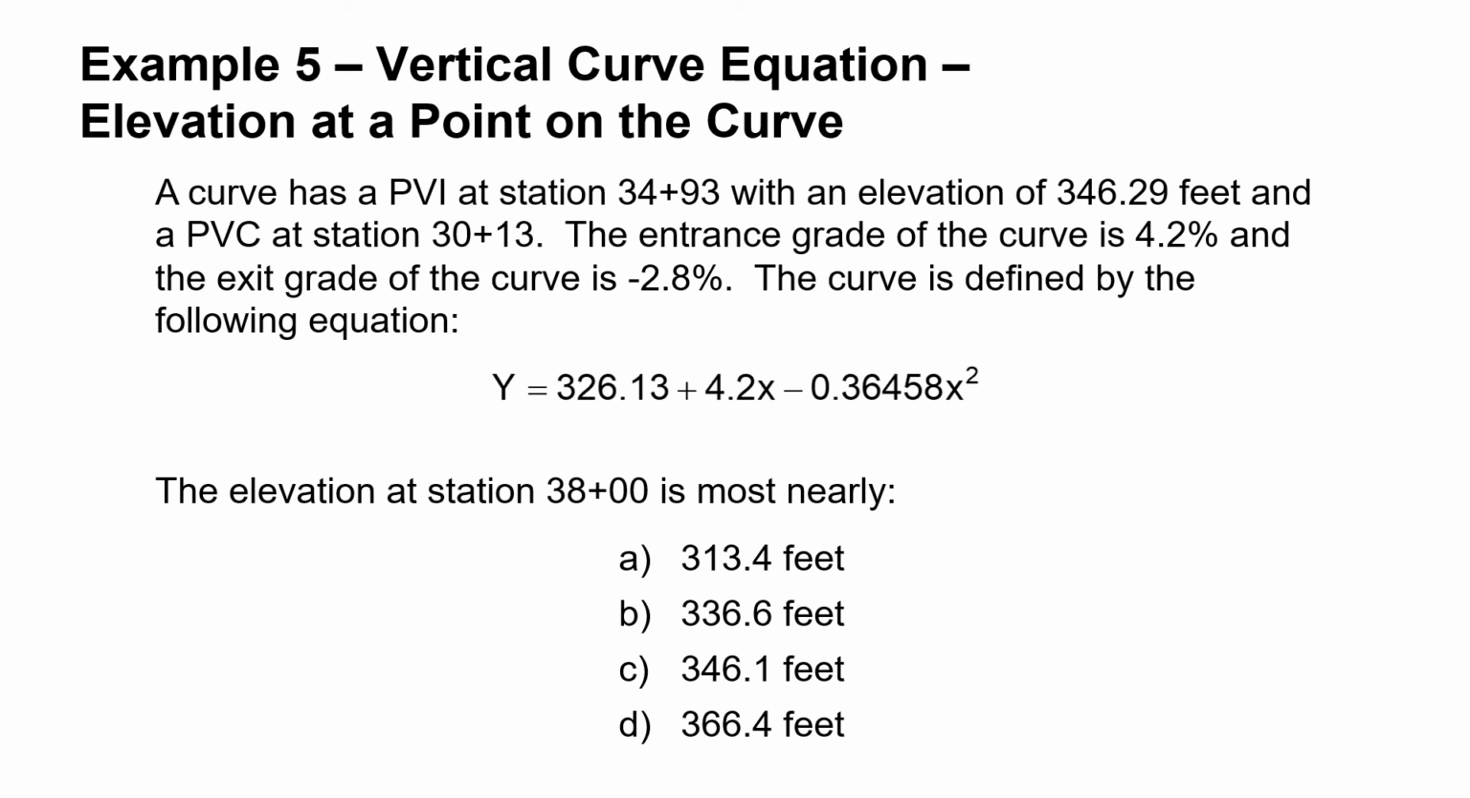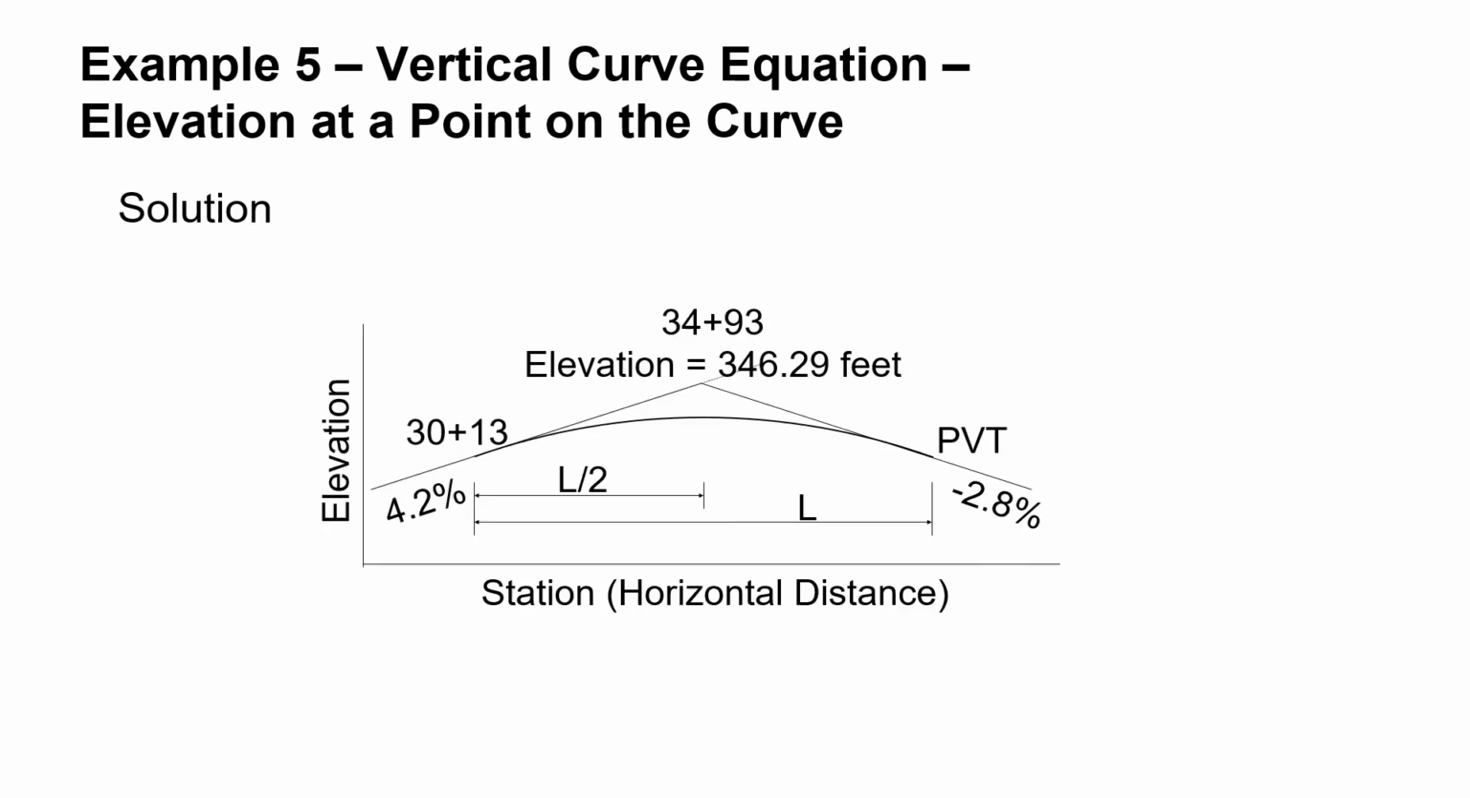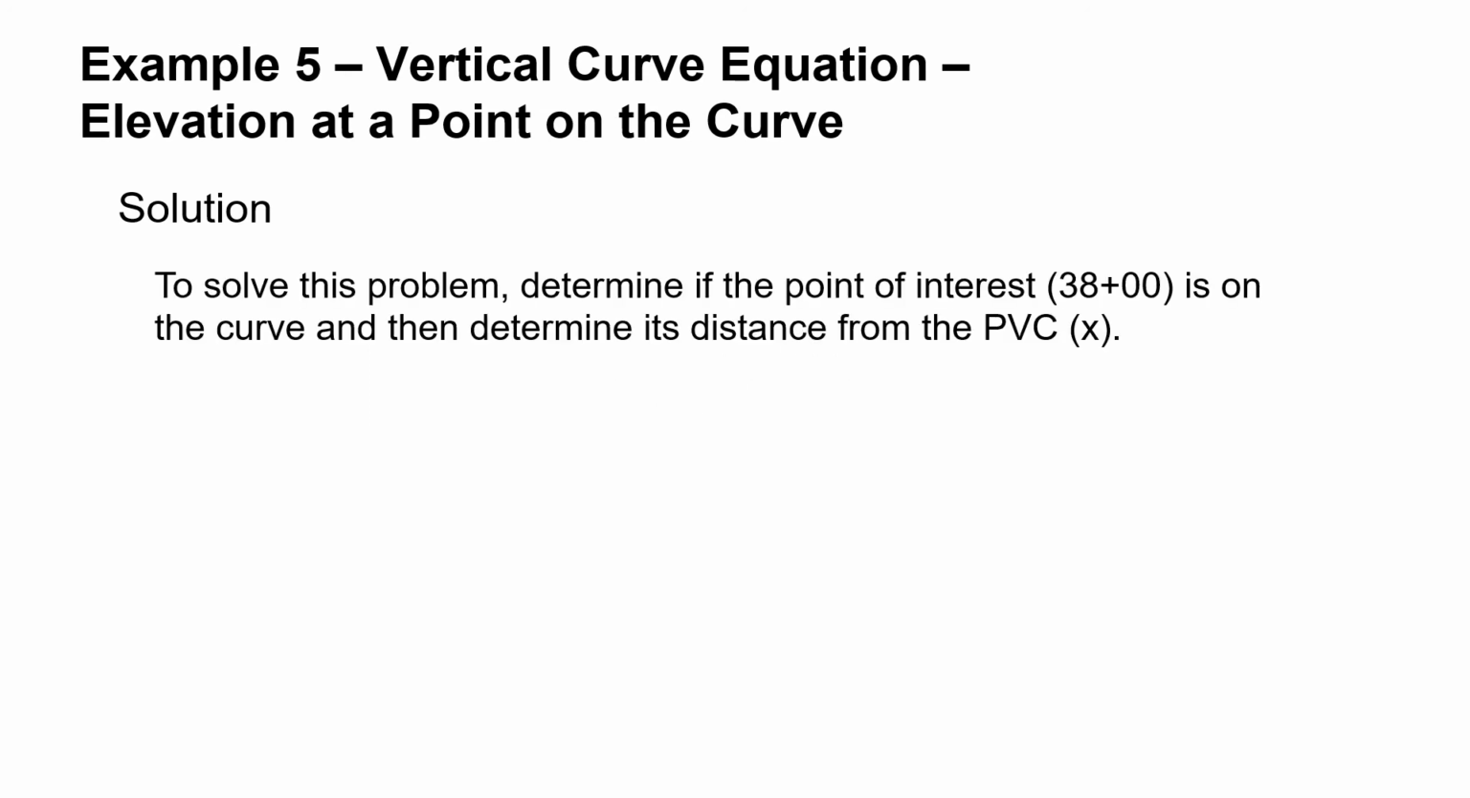We're given our same curve here. Now we're told that it's defined by this parabolic equation. The elevation on the curve y is equal to 326.13 plus 4.2x minus 0.36458x squared. And we're asked for the elevation at station 38. So here's our very simple curve layout with some of the given inputs. And we need to determine if the point of interest is on the curve, and then determine its distance from the PVC, which is x.